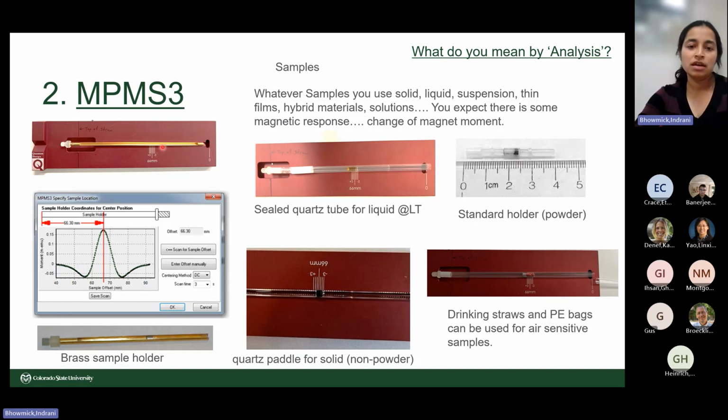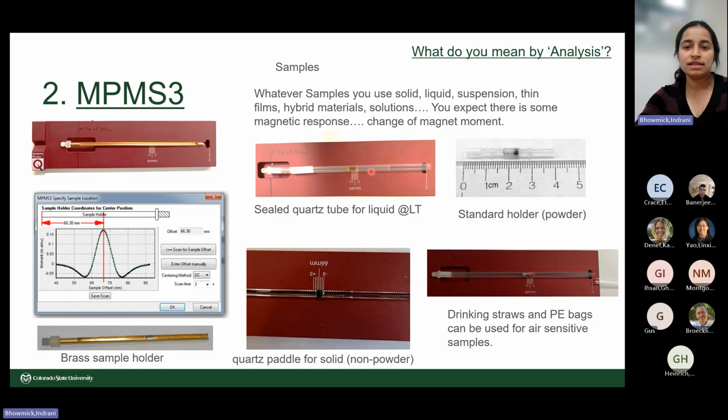If it's liquid, we have some liquid holders, but the best method is sealing it in a quartz tube like that under vacuum. When the sample goes in, it's very cold because it's a temperature dependent measurement, and if you have oxygen in those quartz tubes, it can liquefy and cause a lot of problems. So you want to seal them under vacuum or in a very inert environment.